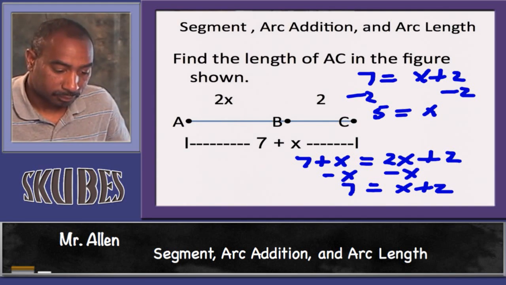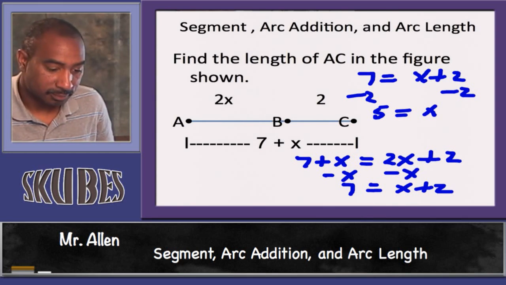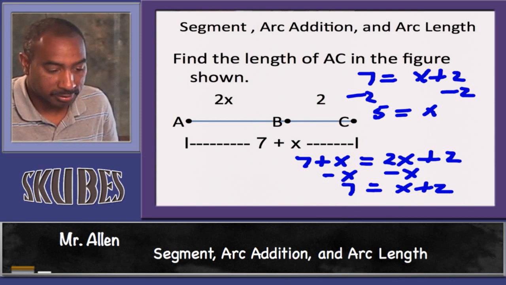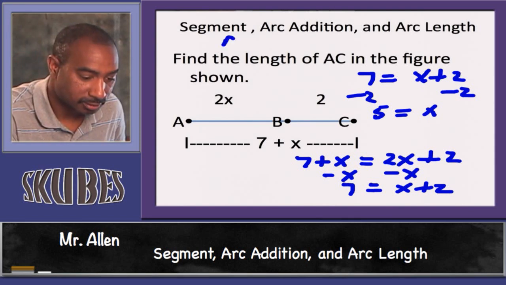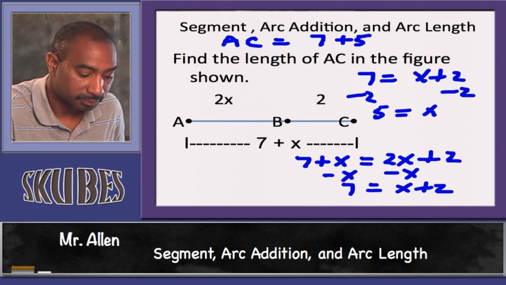So since we know x is 5, they want to know the length of AC. We know the length of AC is 7 plus x. So AC has to equal 7 plus 5, which tells us that AC has to be 12.